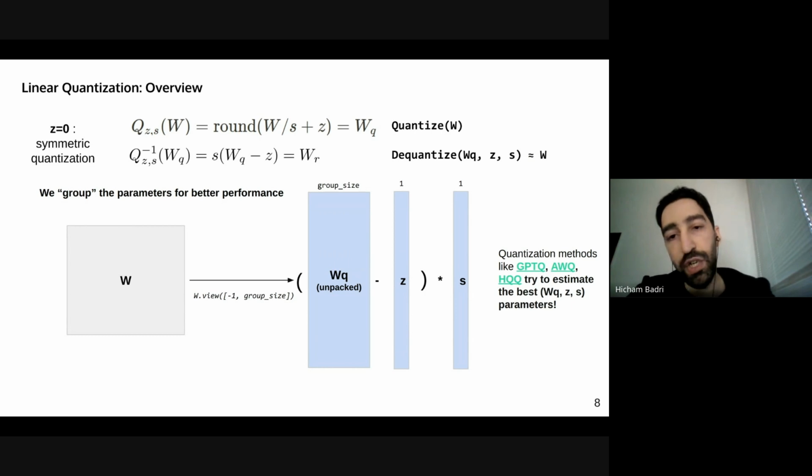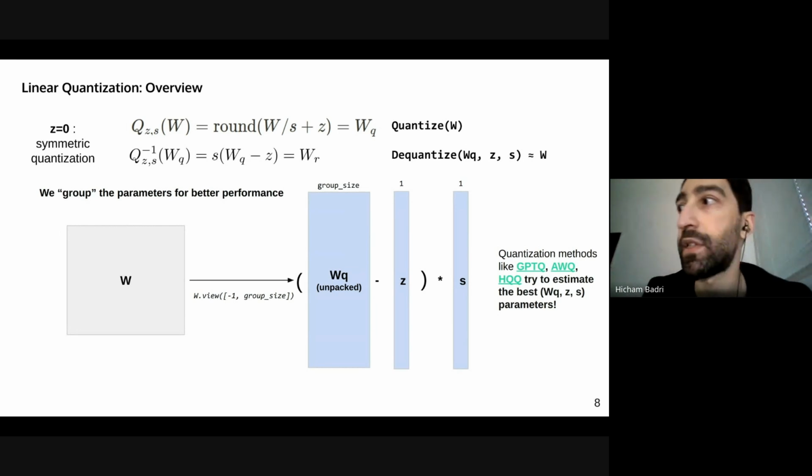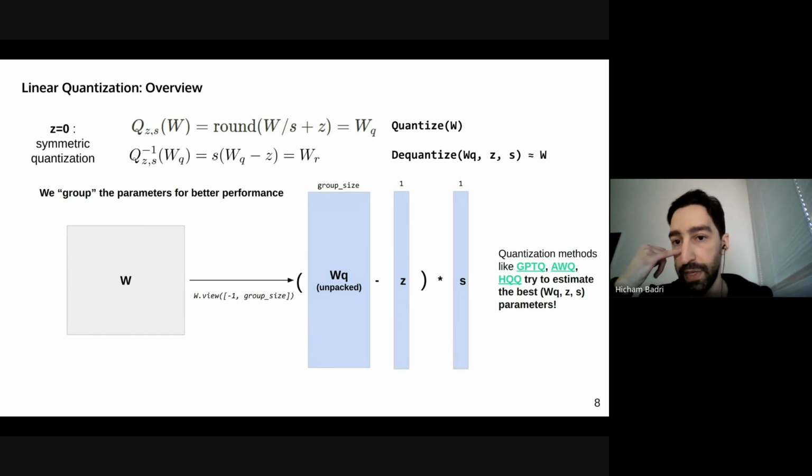This usually works quite well for 8 bits, but when you go to lower bits, you need to use what is called grouping. Essentially, instead of doing it for each row, you do it for blocks. These blocks have a size of, let's say, 64 or 128. This is what is called the group size. Essentially what you're doing is just reshaping your matrix, and for each row you have one scalar and one zero point. This is pretty much what it's doing.